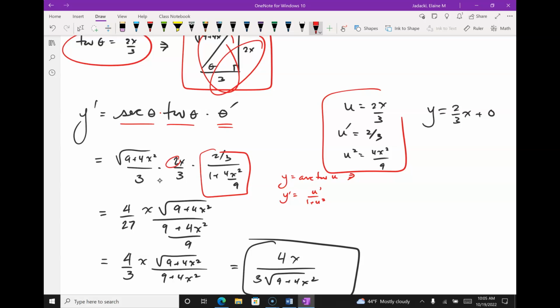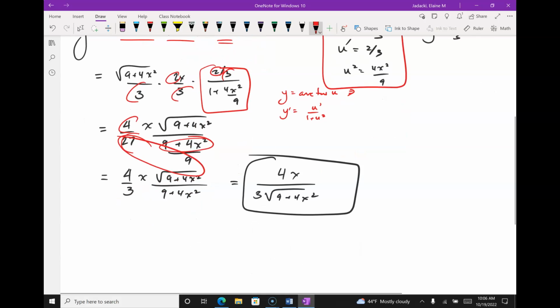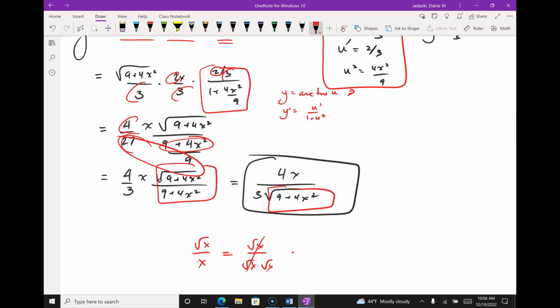I got 2 times 2, that's my 4. 3 times 3 times 3 is my 27. I got an LCD here, and I'm doing 27 divided by 9 there. There's my 3. And then this little trick to get that is, again, this thought. Rad x over x is rad x over rad x times rad x. 1 cancels, I get 1 over rad x.